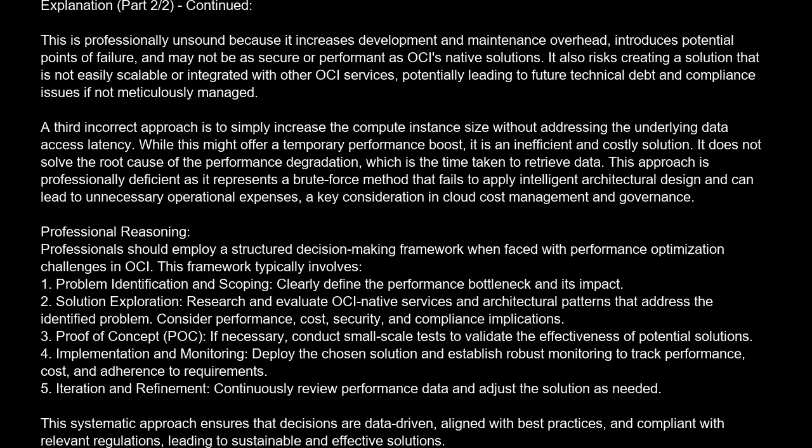3. Proof of concept, POC. If necessary, conduct small-scale tests to validate the effectiveness of potential solutions. 4. Implementation and monitoring. Deploy the chosen solution and establish robust monitoring to track performance, cost, and adherence to requirements. 5. Iteration and refinement. Continuously review performance data and adjust the solution as needed. This systematic approach ensures that decisions are data-driven, aligned with best practices, and compliant with relevant regulations, leading to sustainable and effective solutions.